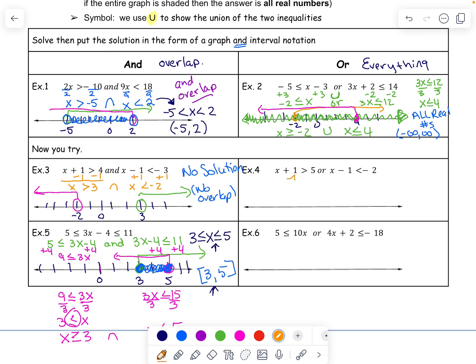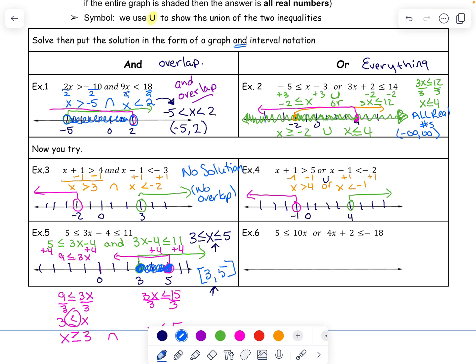Okay, welcome back. So for number 4, we're going to subtract 1, and we get x is greater than 4. Or adding 1, we get x is less than negative 1. Also remember we could use a union symbol for the or. So we're going to go to 0, negative 1, 1, 2, 3, 4. Okay. So we are going to be greater than 4, or we can be less than negative 1.